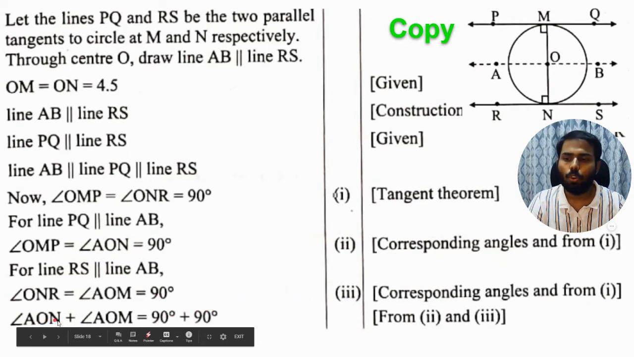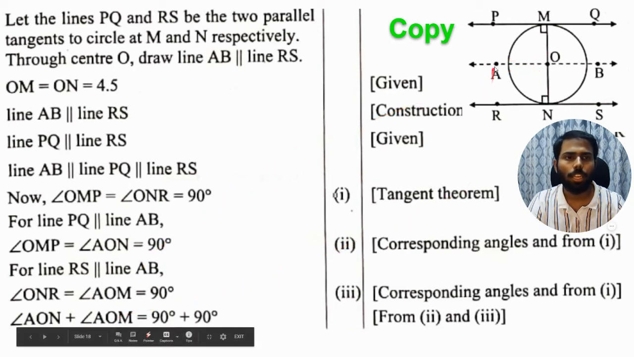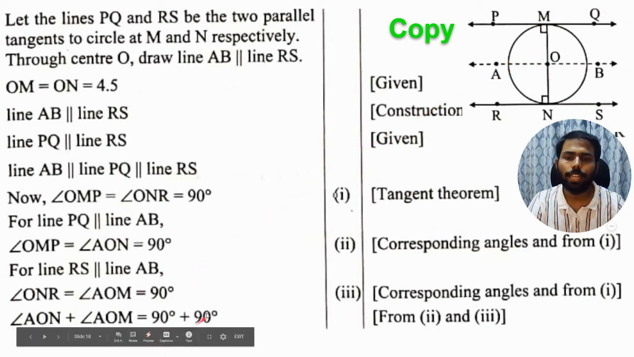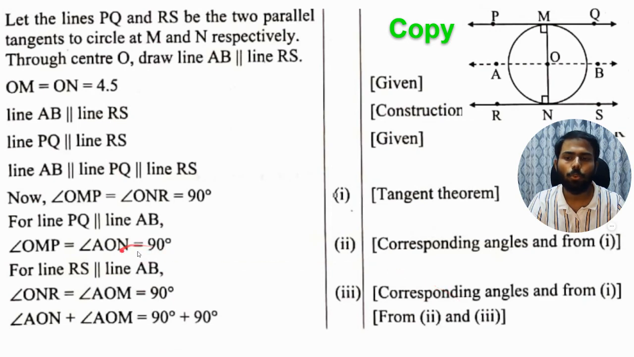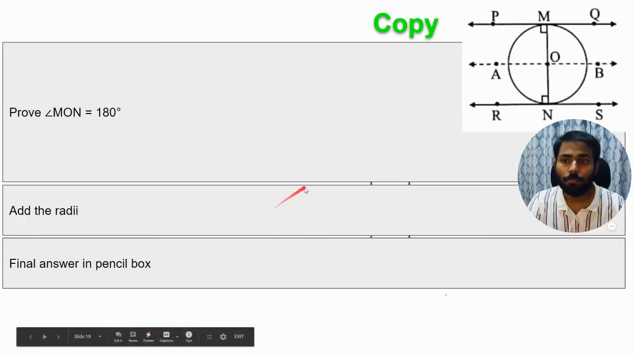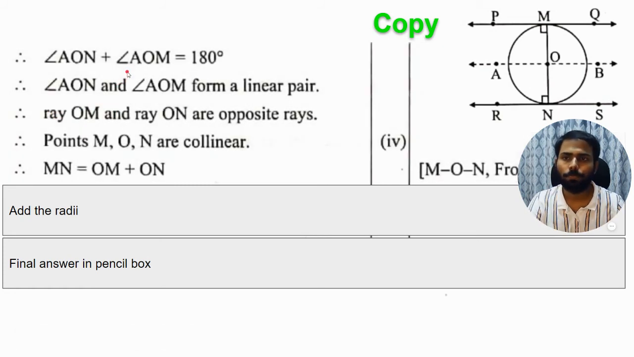Now AON plus AOM. AON कहाँ पे? AON यहाँ पे है. AON यहाँ पे नीचे वाला है, एंड AOM ऊपर वाला है, यहाँ वाला एंगल. सो AON प्लस AOM दोनों 90 डिग्रीज है फ्रॉम 2 and 3. यहाँ पे AON को 90 डिग्री बताया, यहाँ पे AOM को 90 डिग्री बताया. सो फ्रॉम 2 and 3 यू कैन से दोनों को ऐड करके 90 plus 90 आ जाएगा. We have still not proven angle MON is equal to 180. We are still under that process. Okay. So इन दोनों एंगल्स को ऐड करके 180 डिग्रीज हो गया.